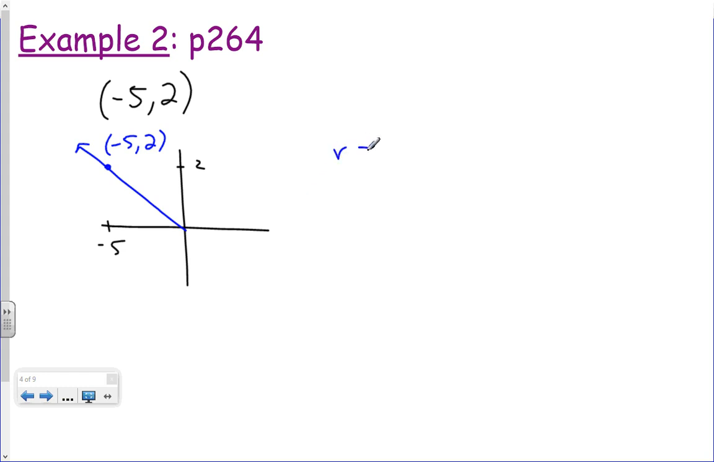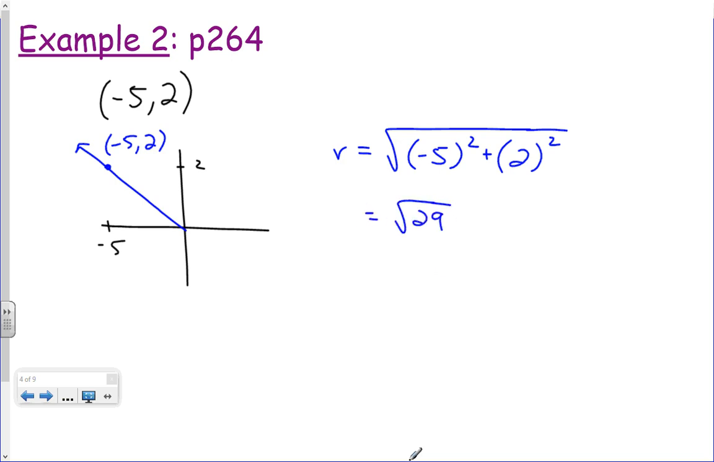But we know how to calculate r. R is just the square root of u squared, that's -5 squared, plus v squared, which is 2 squared. So 25 and 4, that's 29. So the square root of 29 is our value for r. So this is the square root of 29. If you want to write it on the graph there, you can. All right, so that's all I need in order to come up with my 6 trig functions.